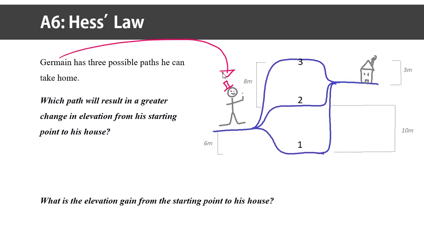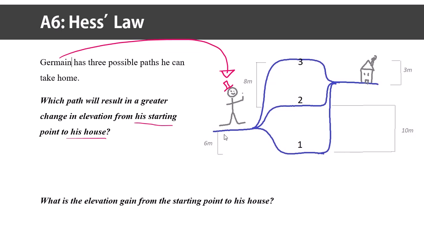This is Jermaine. He has 3 ways he can get home. He can go path 1 through the valley, he can go path 2 up the gradual hill, or he can go over the mountain, path 3, to get home here. Now, which of these paths will result in a greater change in elevation from his starting point to his house? I'll give you a minute to think about it.